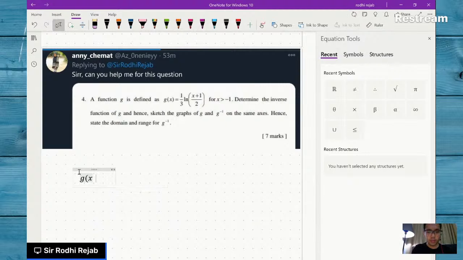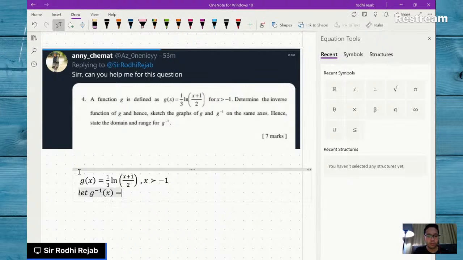So g(x) equals 1 over 3 ln of (x plus 1 over 2), and you know that x is more than 1. Whatever, symbols may change a bit. So now we let g inverse of x. Some people do it this way, some people do it another way.